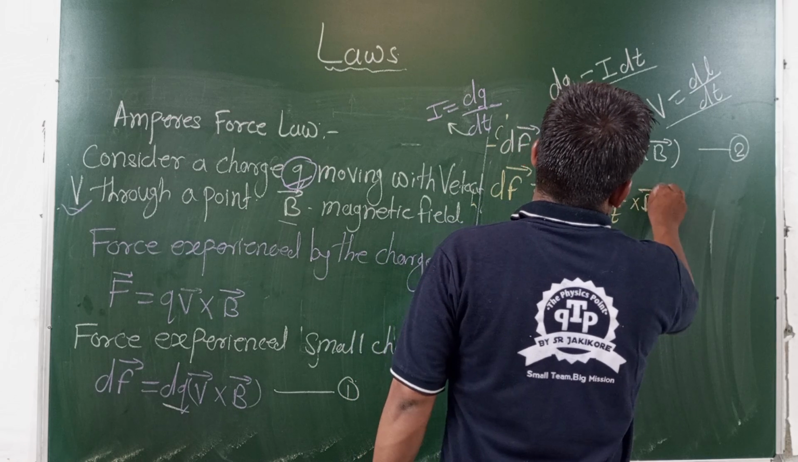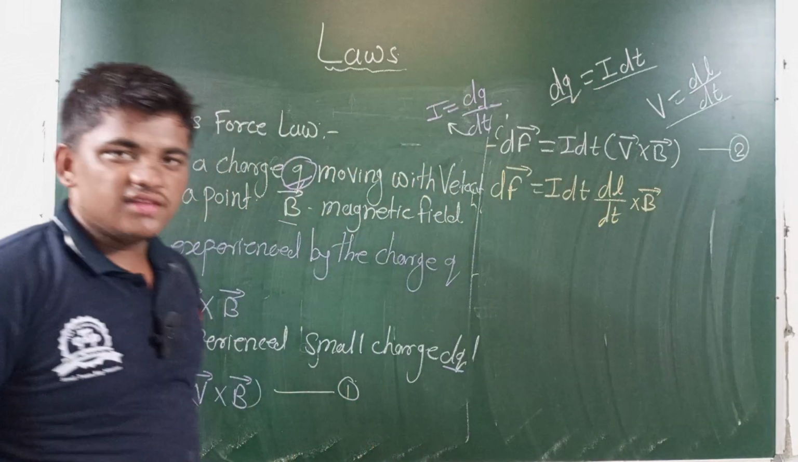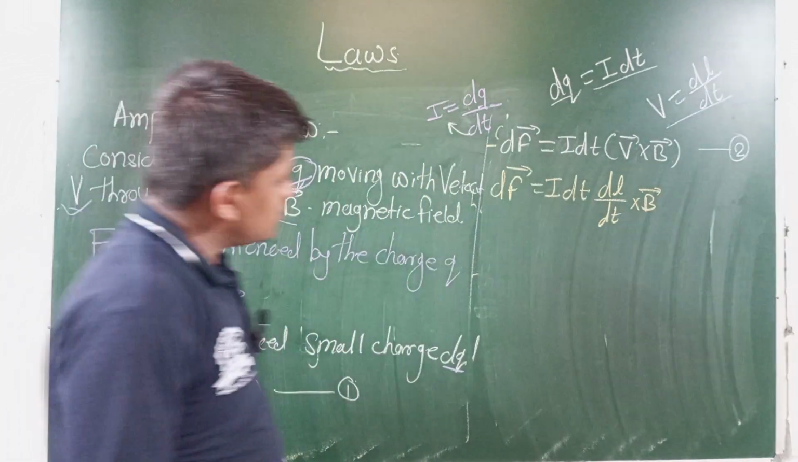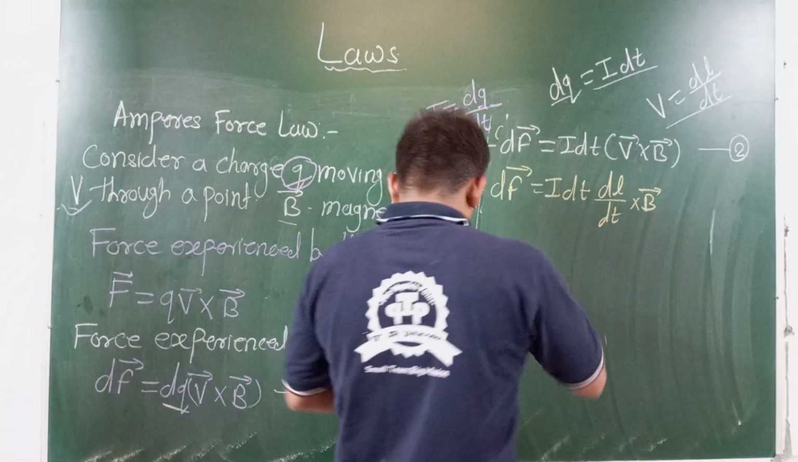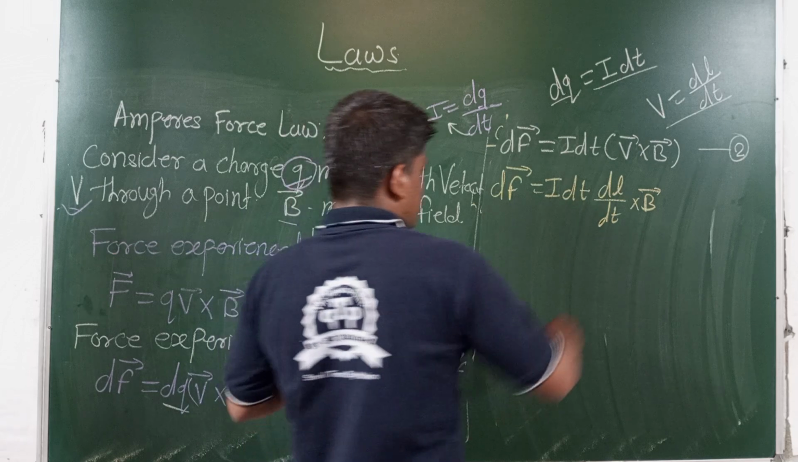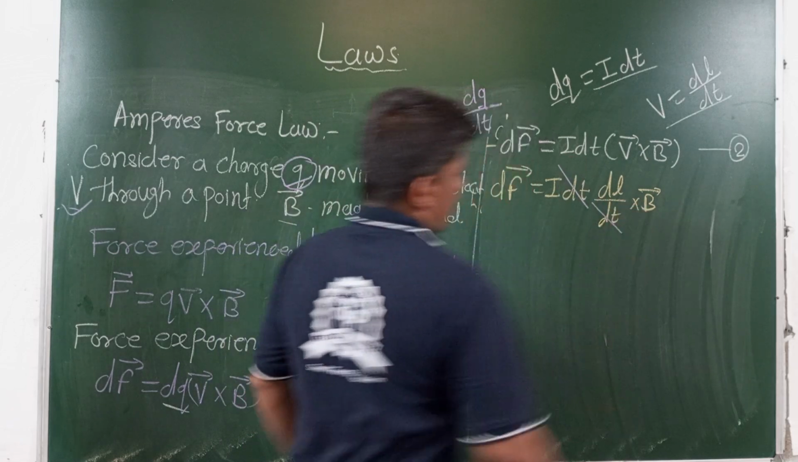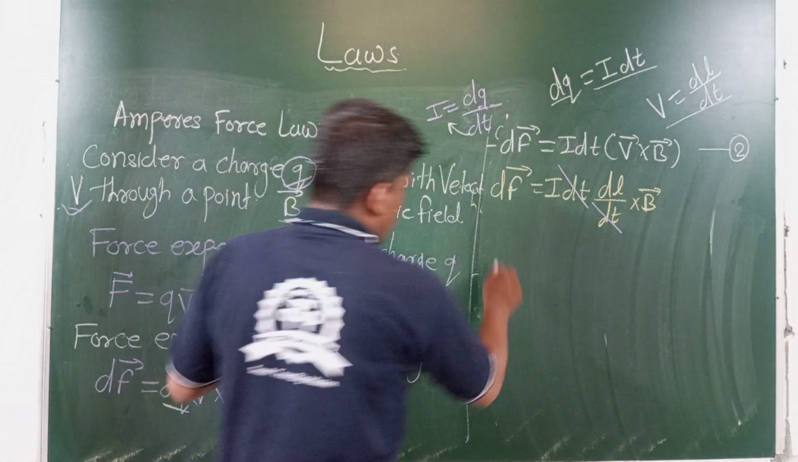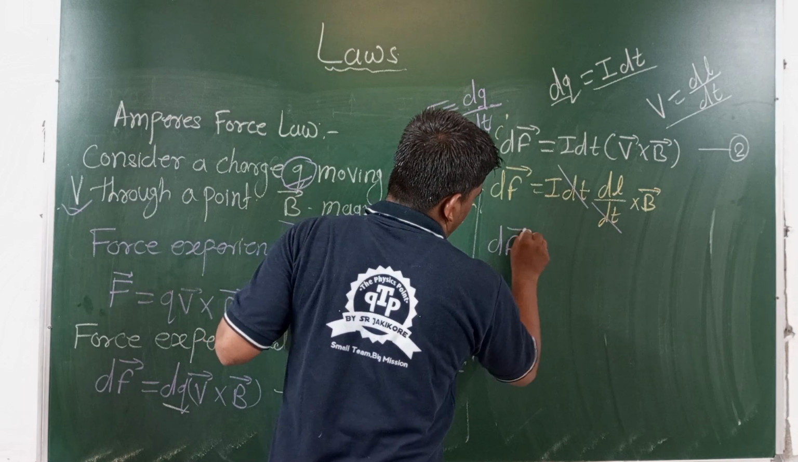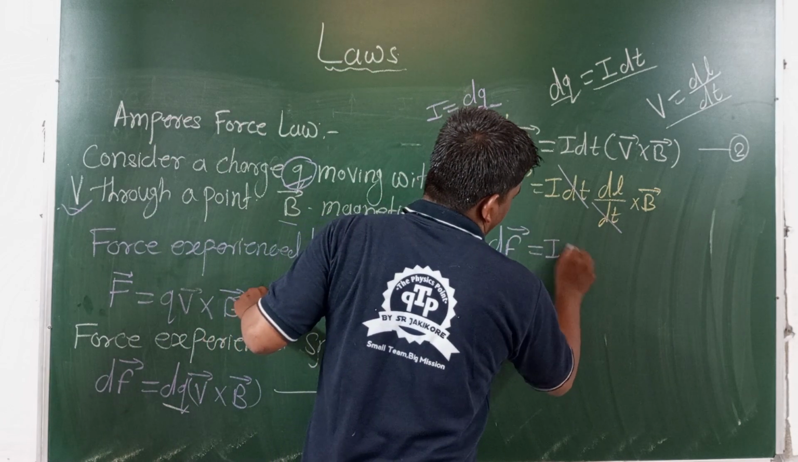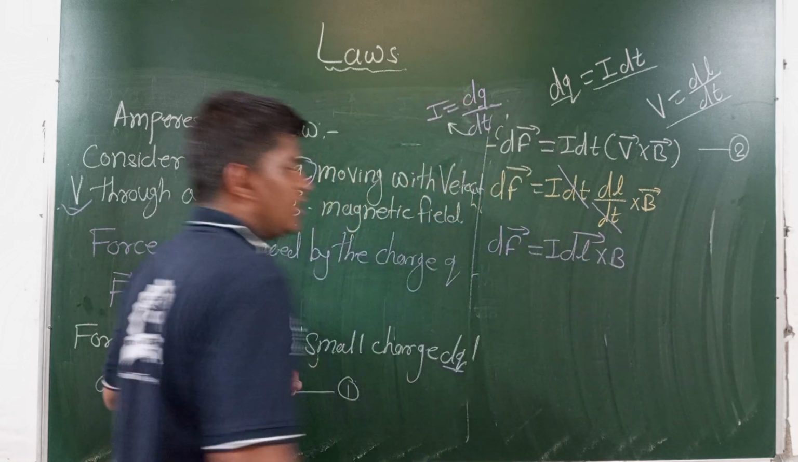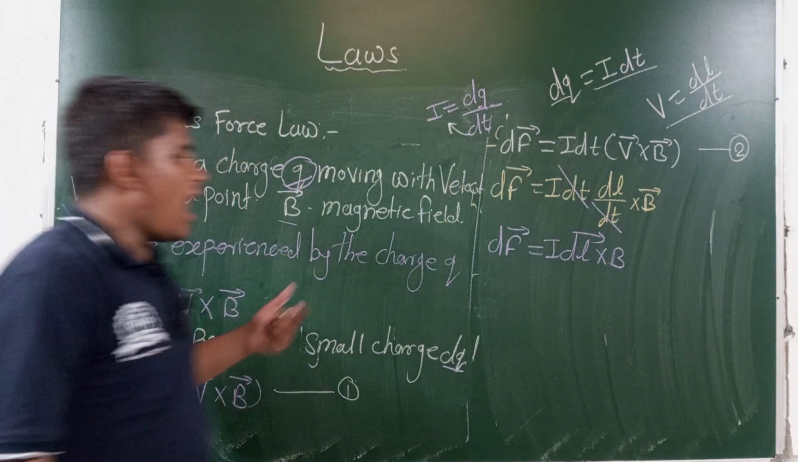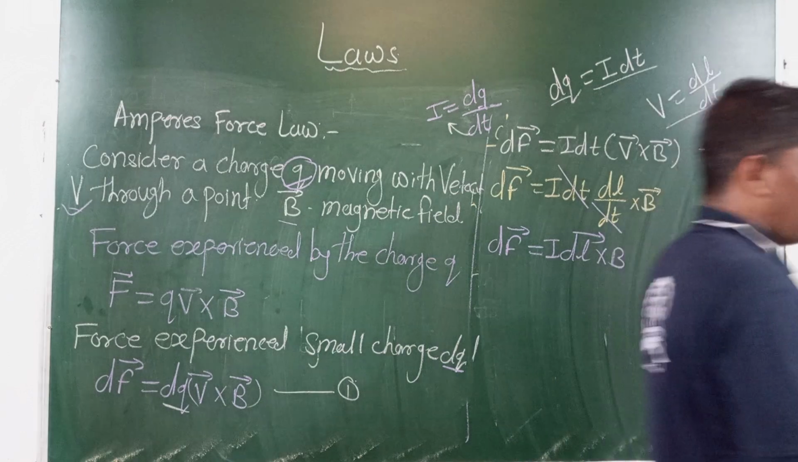into b bar. Then the same terms which are in the numerator and denominator get cancelled. In this equation the term dt will cancel, and the remaining equation is df bar is equal to I dl bar cross b bar. This is the Ampere's force law.